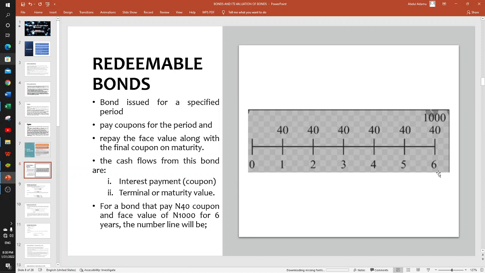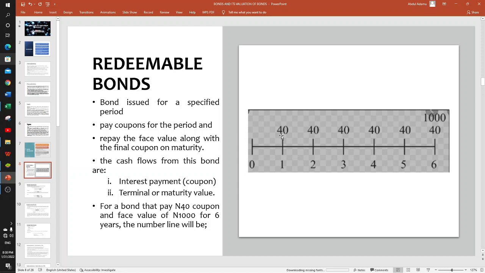If you look at our number line here, this is a bond that pays a 40 naira coupon for 1, 2, 3, 4, 5, 6 years. So you can see 40 naira for 6 years. Then at the end of the sixth period, the 1,000 naira that was used to buy the bond will be returned. So to get the value of this bond, you have to find the present value of this stream of payments.